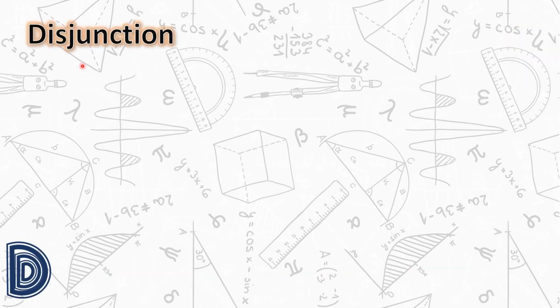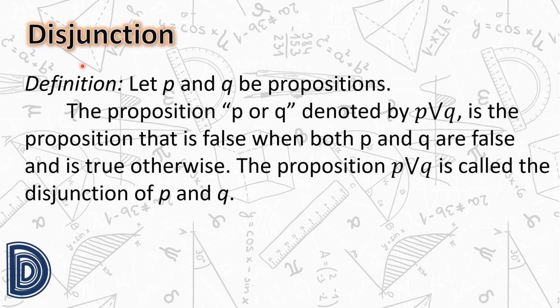Disjunction. Let P and Q be propositions. The proposition P or Q, denoted by P ∨ Q, is the proposition that is false when both P and Q are false and is true otherwise. So P or Q, or the disjunction of the propositions P and Q, will only be false when both P and Q are false. Other combinations of the truth values of the two propositions are true. The proposition P or Q is called the disjunction of P and Q.